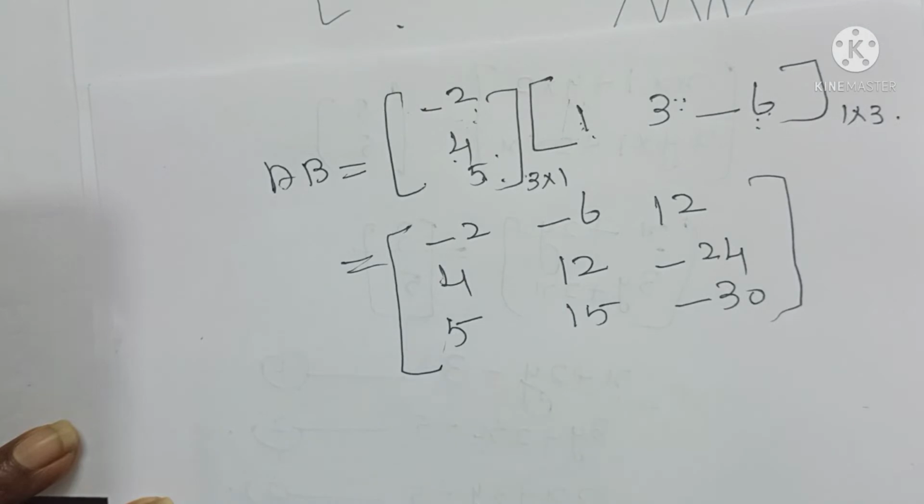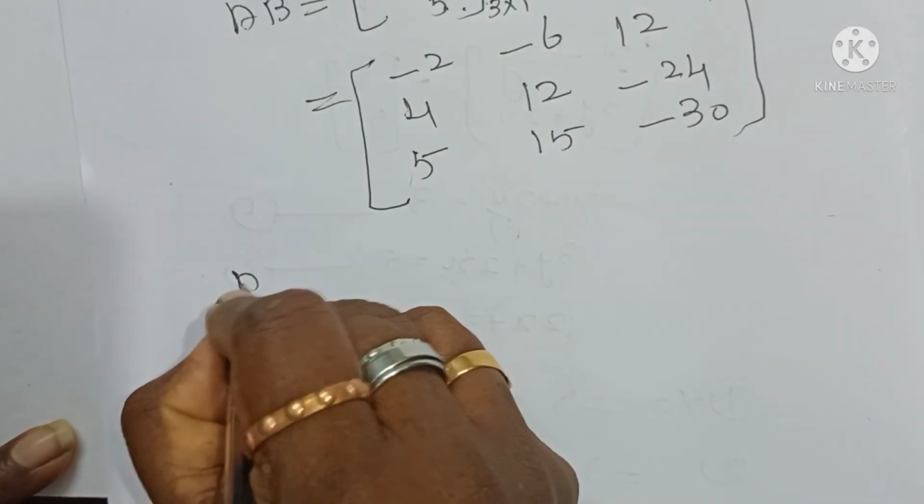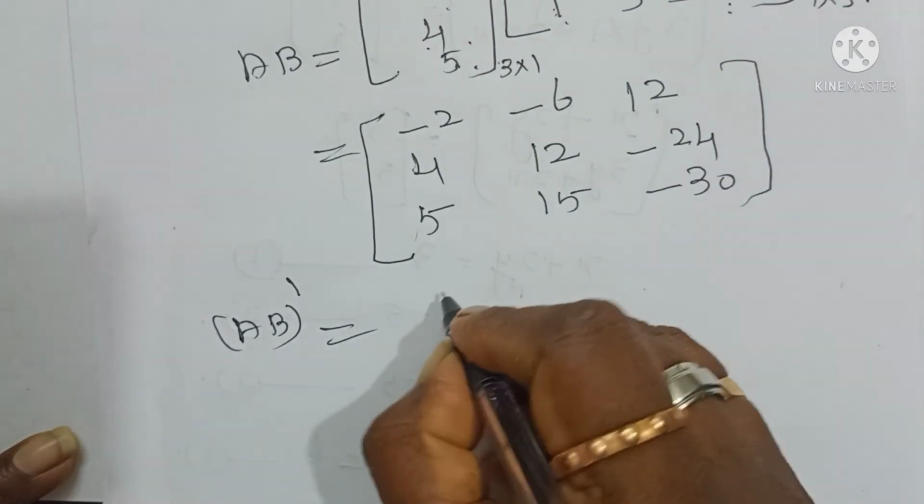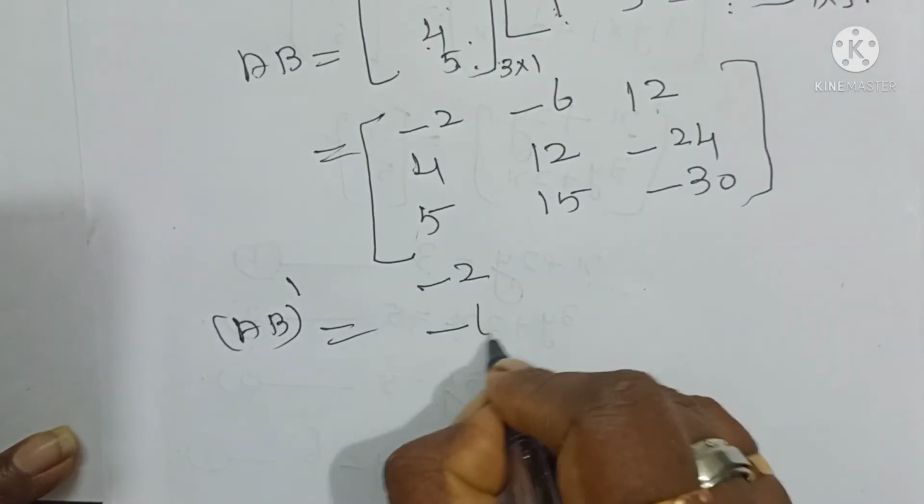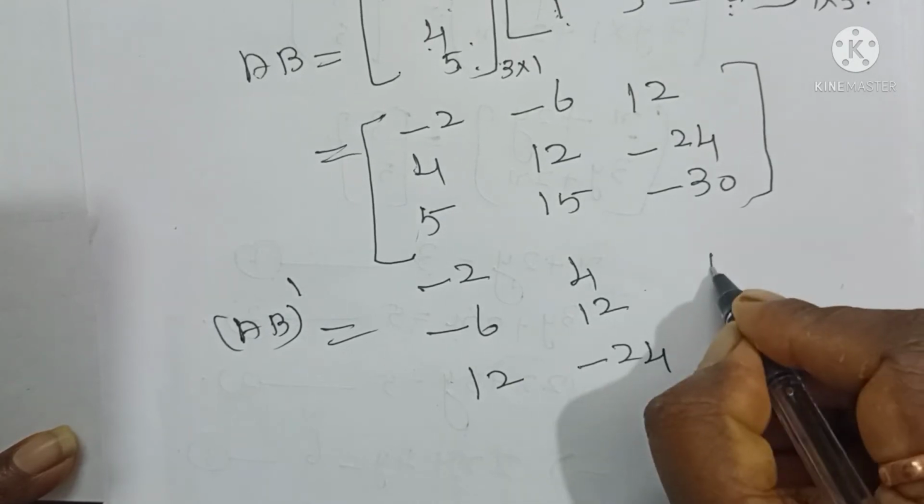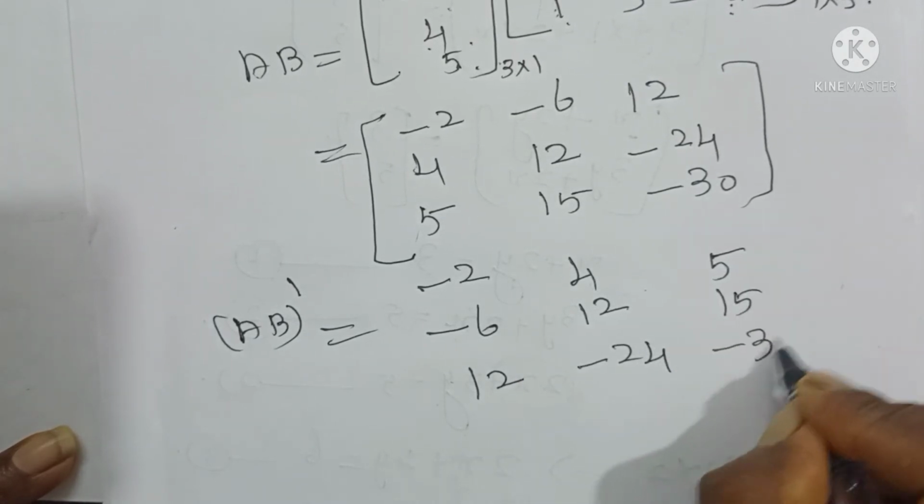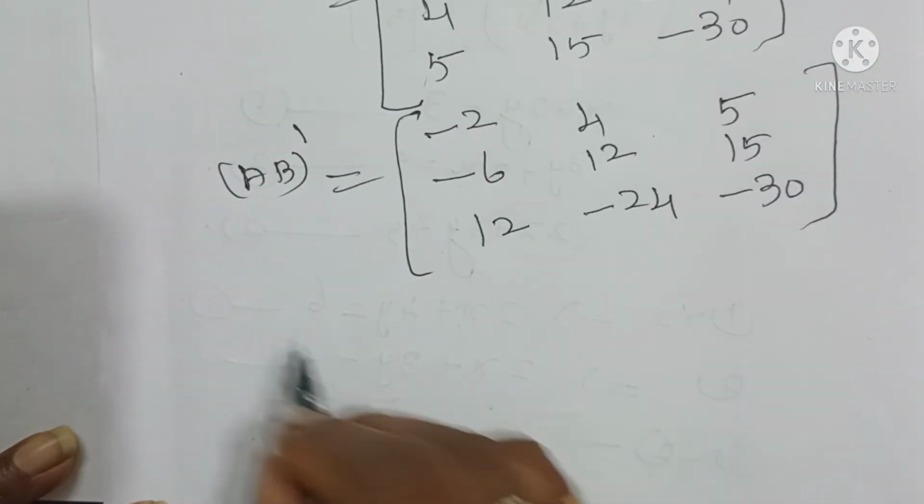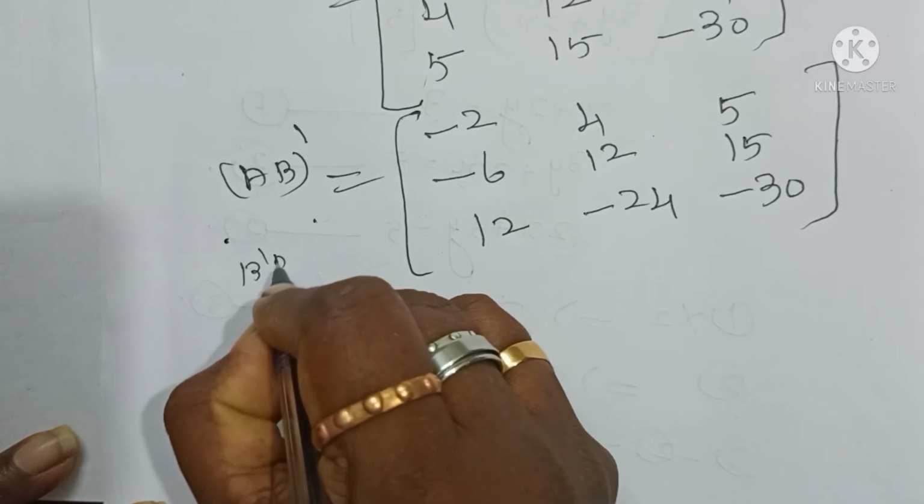This is AB. We have to find (AB) the whole transpose, correct? You have to interchange the rows and columns. So minus 2, minus 6, 12; 4, 12, minus 24; 5, 15, minus 30. Then you have to prove (AB) dash is equal to B dash A dash, correct?